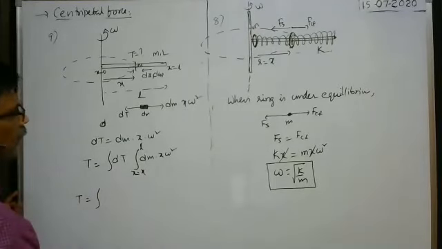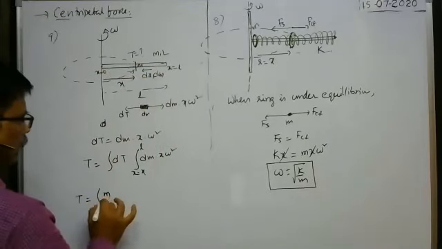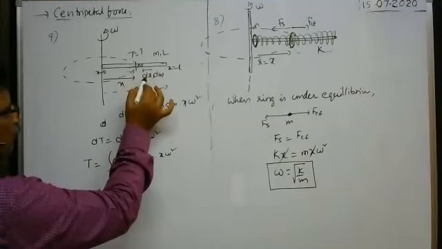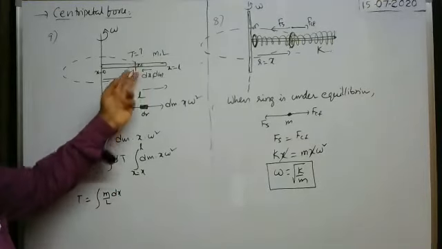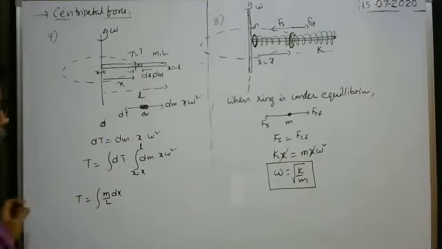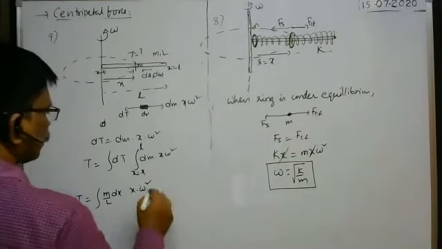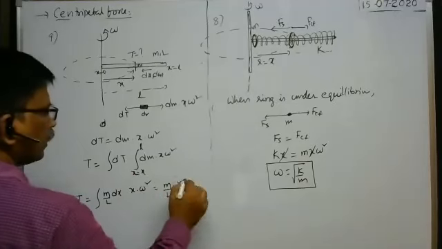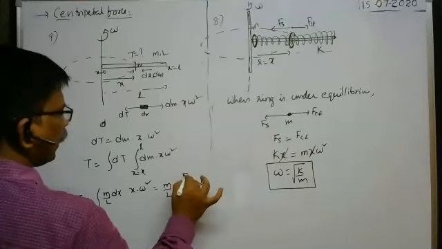What about the mass of the element? The total mass of the rod is m, length is L. Then the mass per unit length is m by L, no? If it is the mass per unit length, then what is the mass of this element of length dx? M by L into dx. For this much length of the element dx, the mass is mass per unit length into dx, that is dm into x into omega square. Therefore this is equal to m by L, omega square is constant, you write outside, into integral x dx, limits from x is equal to x to x is equal to L.